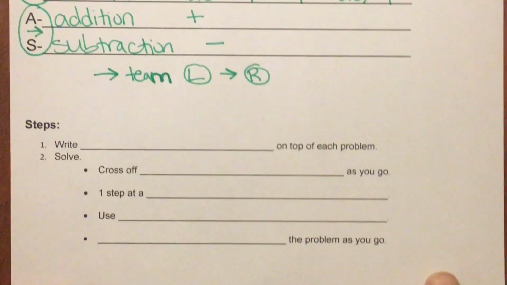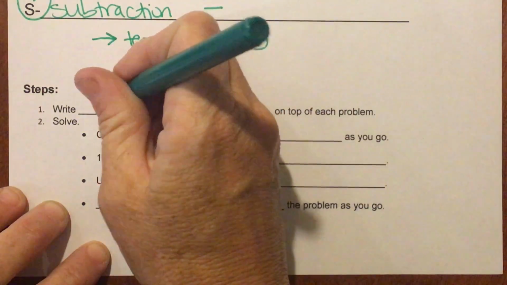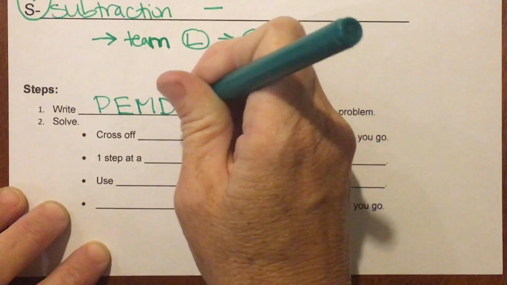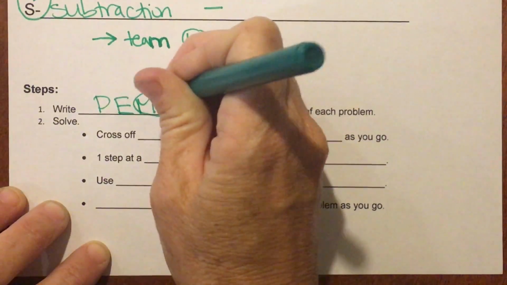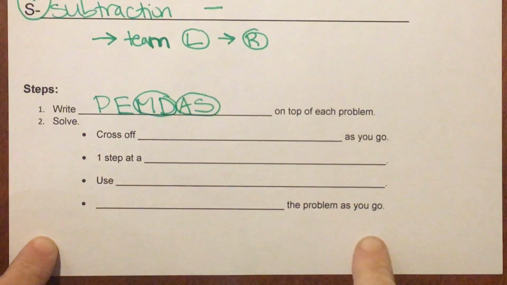Okay, our steps tonight are pretty short. Our first thing is we're going to write PEMDAS on top of each problem. So you're going to do this for 2 reasons. And notice how I circle my teams. One reason you're going to do this is the more you write PEMDAS, I call it deeper, it'll sink into your mind. You'll have it memorized sooner. The other reason you're going to do this is it's going to give you kind of a check-off list for each problem.